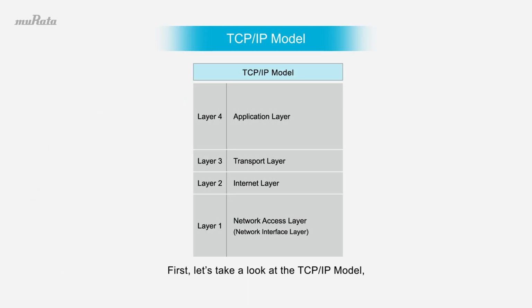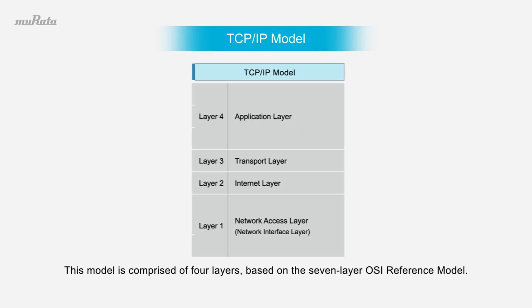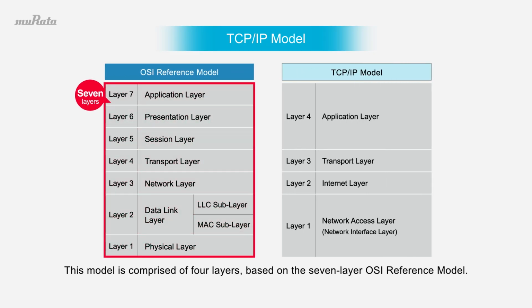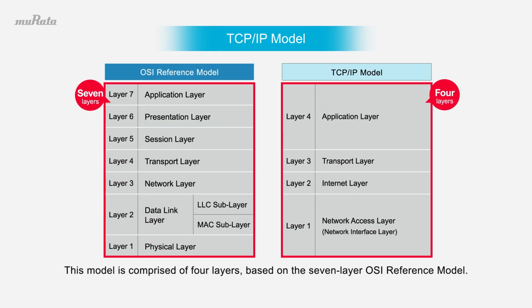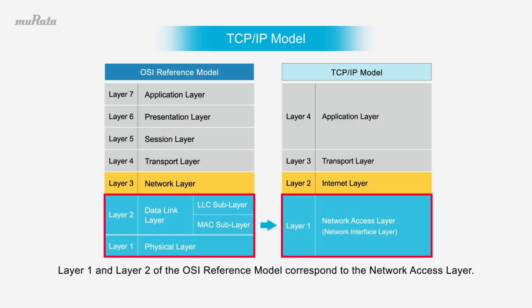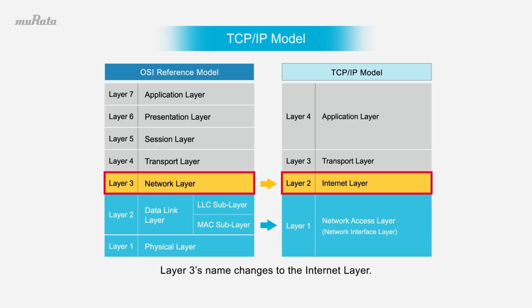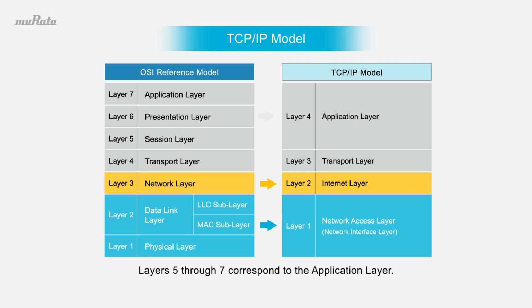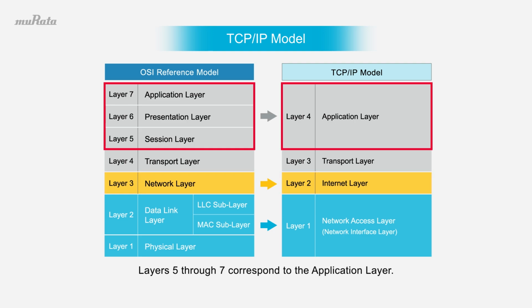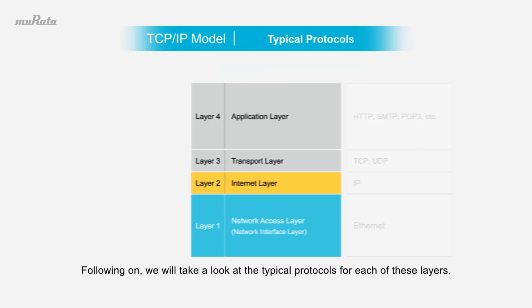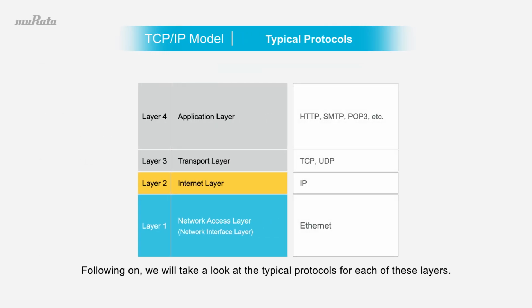First, let's take a look at the TCP/IP model, which should be considered as the foundation of communication protocols. This model is comprised of 4 layers, based on the 7-layer OSI reference model. Layer 1 and Layer 2 of the OSI reference model correspond to the network access layer. The network access layer includes the same functions as the MAC sublayer and LLC sublayer. Layer 3's name changes to the Internet layer. Layers 5 through 7 correspond to the application layer. Following on, we will take a look at the typical protocols for each of these layers.